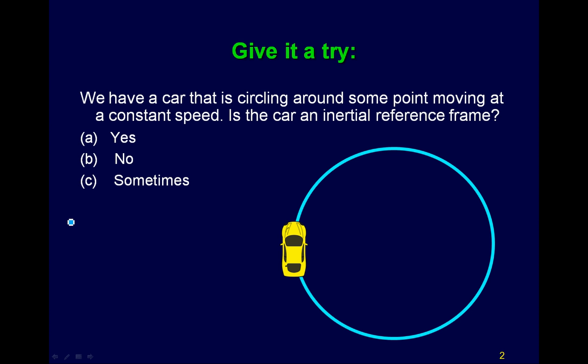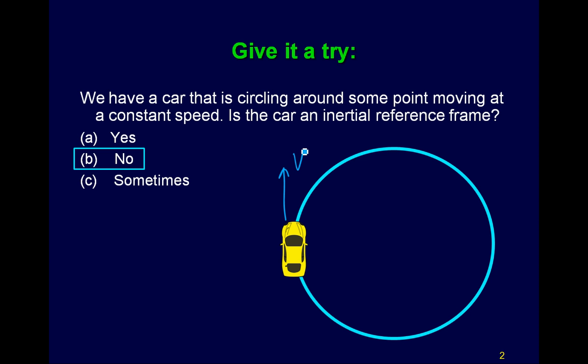Finishing up chapter 8, let's start off with a question for you guys. We have a car that is circling around some point, moving at a constant speed. So we can draw a little picture. Let's assume it's going this way, perhaps, moving at a constant speed. We want to know, is the car an inertial reference frame? So pause the video, think this over, and we'll talk about it in a second.